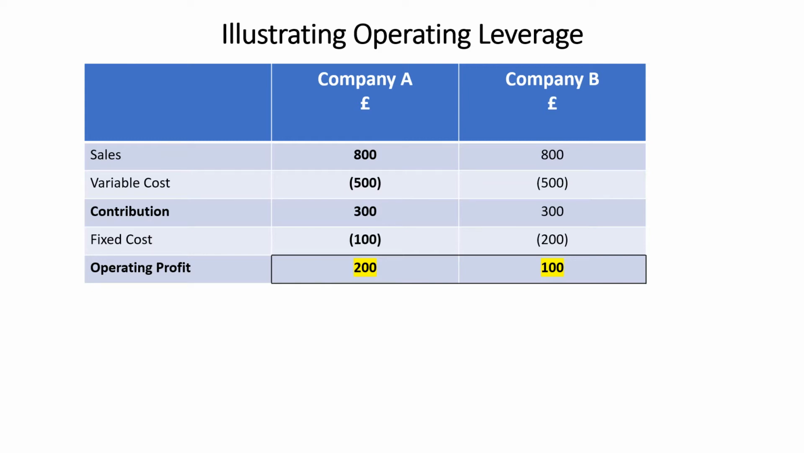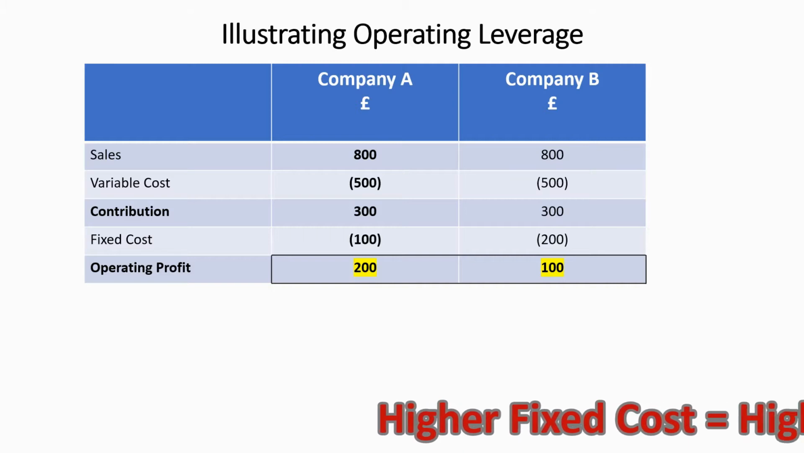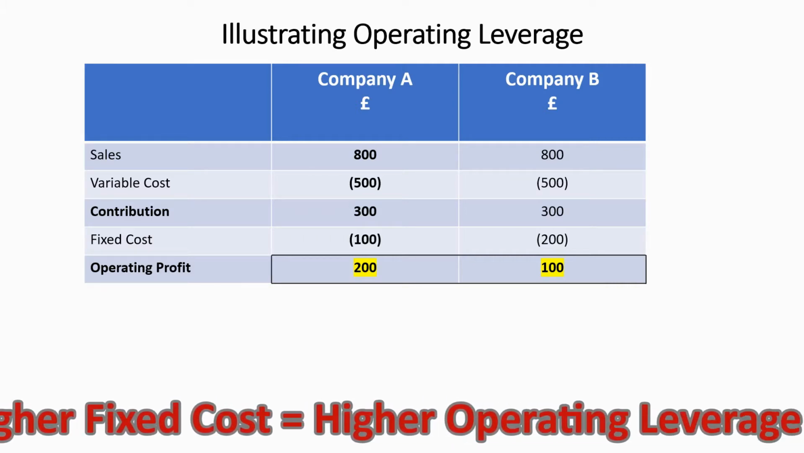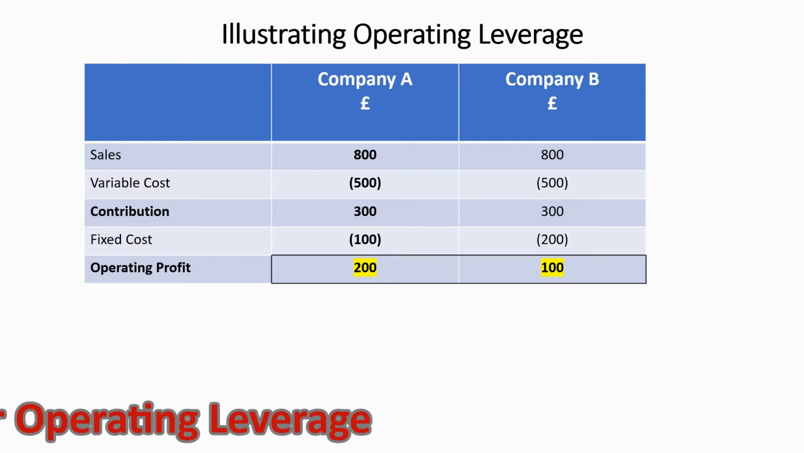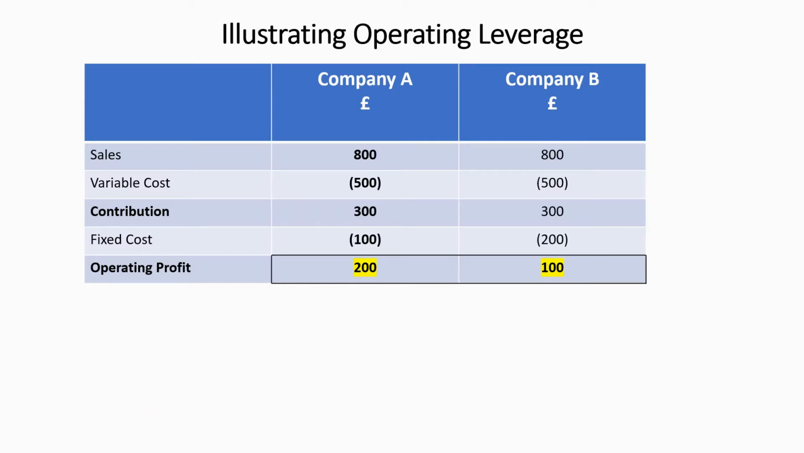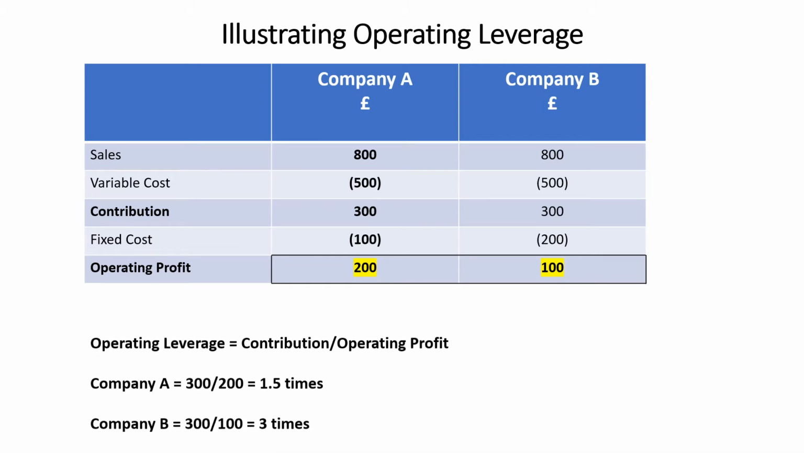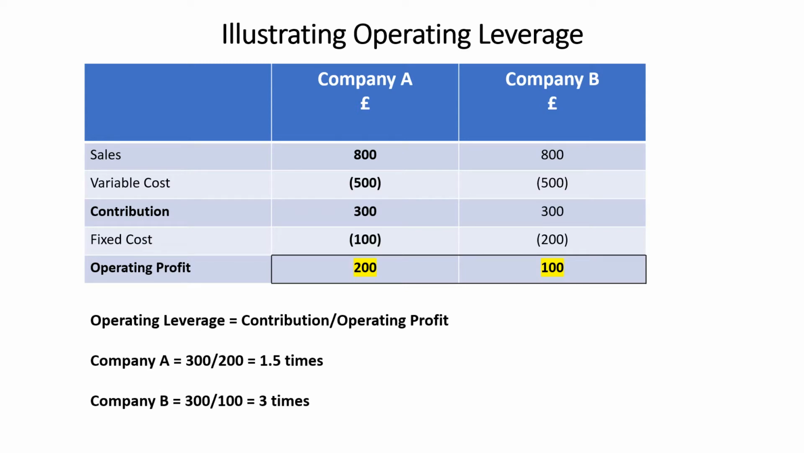When it comes to operating leverage and operating risk, Company B is believed to be more risky than Company A. Now, we cannot see straight away how this is the case. One way of realizing which company is riskier when it comes to operating risk is to calculate the operating leverage. Now, this ratio is calculated as contribution over operating profit.